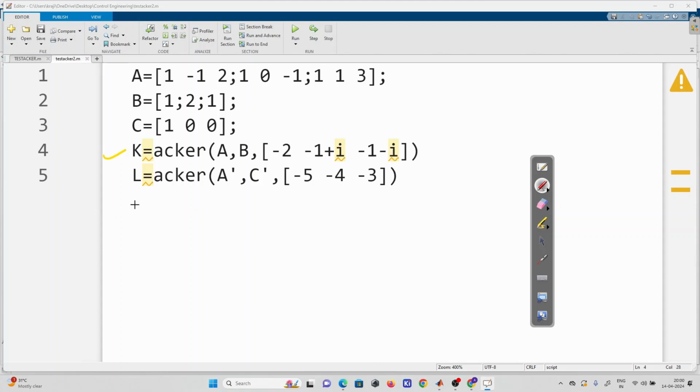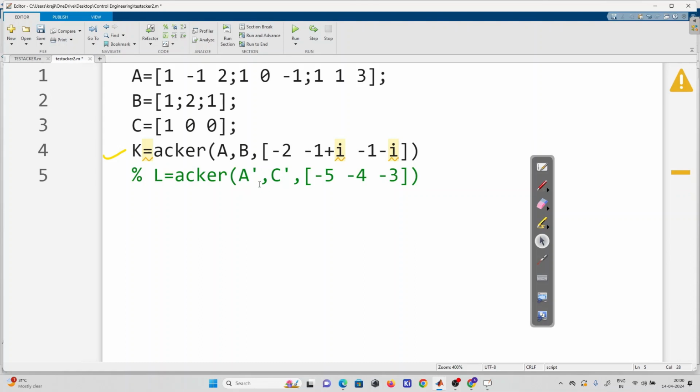Okay, so first we'll comment this one. To comment any lines, let's say I have written here 2 lines, you can write Control R to comment. If I write Control R, then this will not work. So I'm going to run this. Let's see what value we are getting.